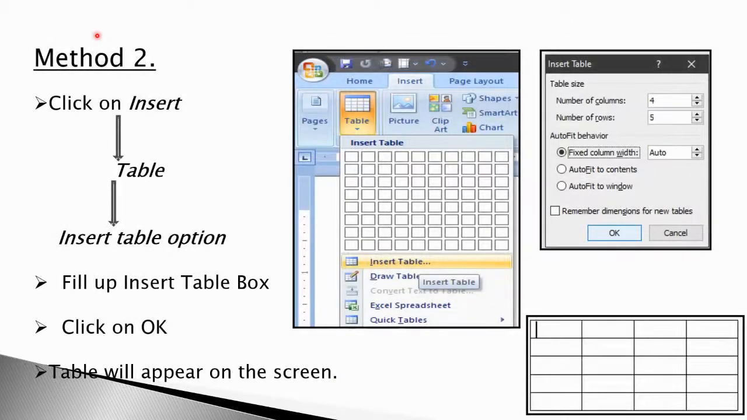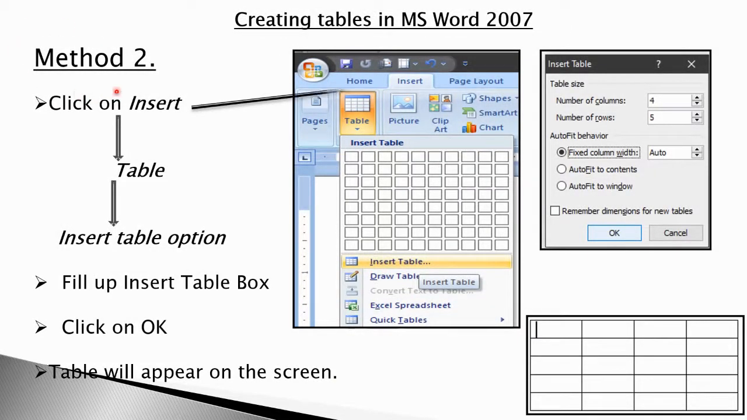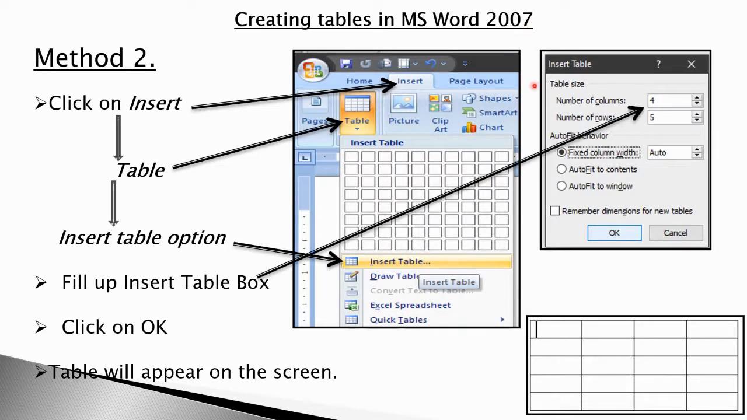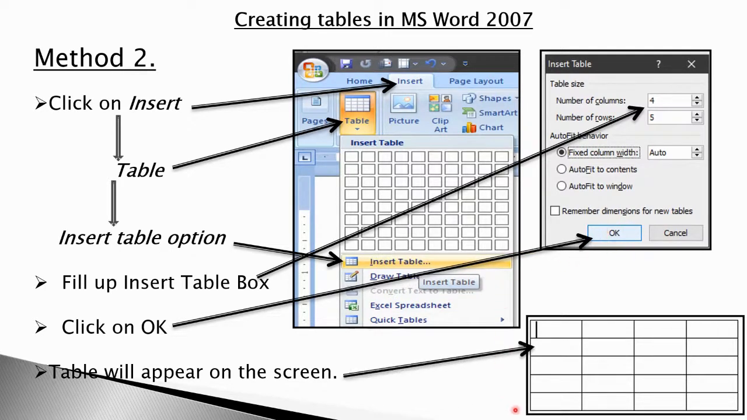Now the second method is click on the Insert tab, then click on the Table option here and then click on the Insert Table option. After selecting the Insert Table option, you will get the Insert Table box in which you have to type the number of rows and columns you need and then click on the OK button. Once you click on the OK button, the table will appear on the screen.